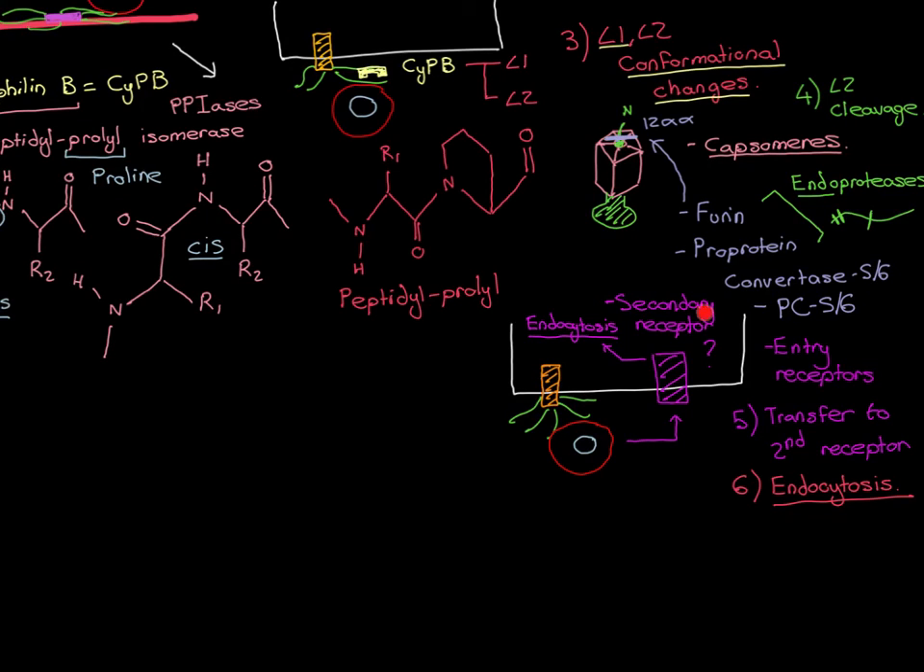It might turn out that it's simpler, and that for all the different types of HPV there is just one secondary receptor, but it may turn out more complicated and there are many different secondary receptors. However, for all of them, what has to happen is this is transferred to that secondary receptor, and then endocytosis is going to follow.